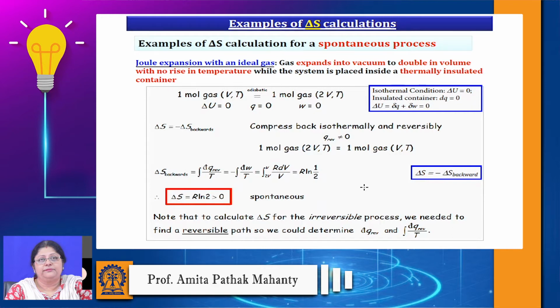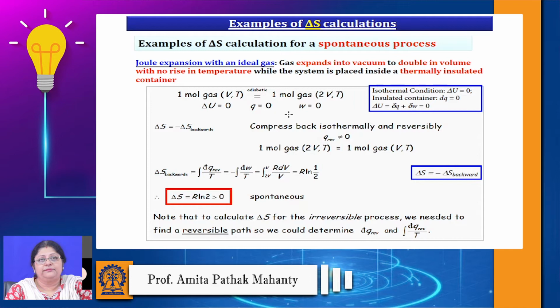So if I have to write that, I can write it like this: 1 mole of the gas is there. The volume is V for each container, at some temperature T. After expansion, the condition is adiabatic, and you have 1 mole of gas. Now the size is doubled, 2V is the volume, and the temperature remains constant. So if the temperature remains constant, it's an isothermal condition, so ΔU will be equal to 0.